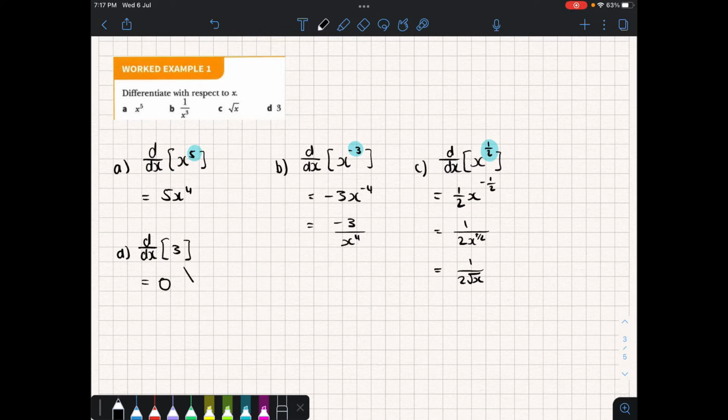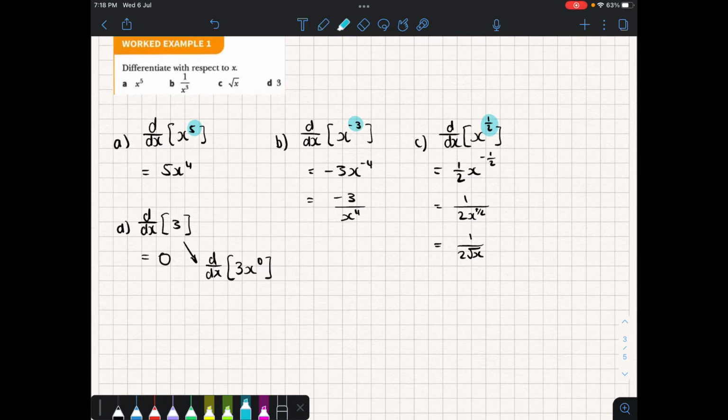Another way of thinking about this is to remind yourself that sometimes there's just information that's hidden. There is an x over here. It's just x to the power of 0. Anything to the power of 0 is just 1, and so x to the power of 0 would be 1. So if we use the power rule on this, the power is 0, so we multiply by the power, and then we reduce the power by 1. Now it doesn't really matter if we reduce the power by 1, because anything multiplied by 0 is 0.